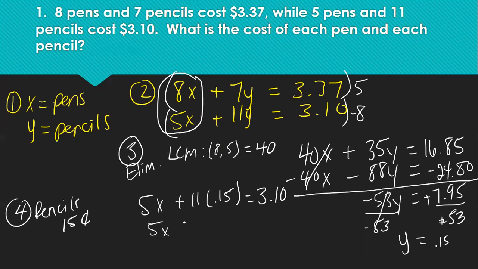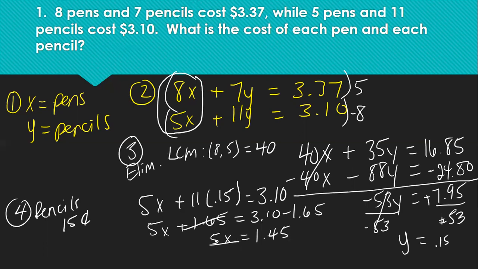What's 11 times 15 cents? Nobody say it. 165. What is $3.10 minus 165? $3.10 minus 165 is 1.45.